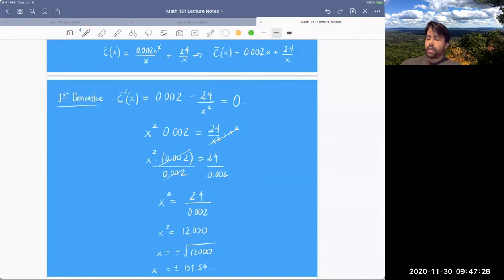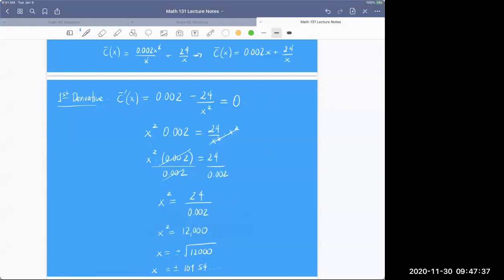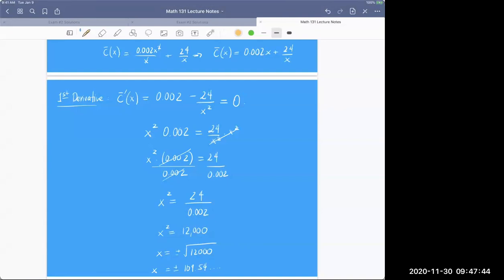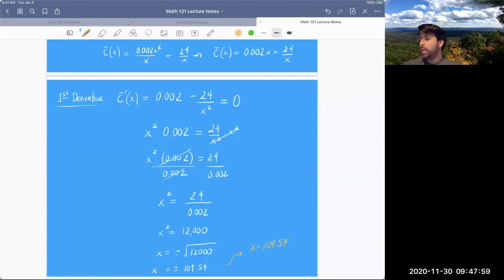Now, these are my critical numbers, I have two of them. Does the negative value make sense here? No, it doesn't. You don't have negative units to sell. So we negate the negative, and we only say x is equal to 109.54 units. And so then, now what?